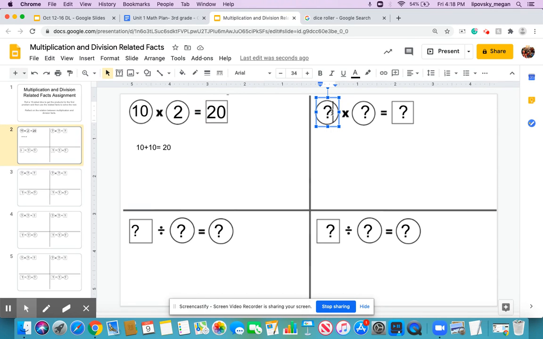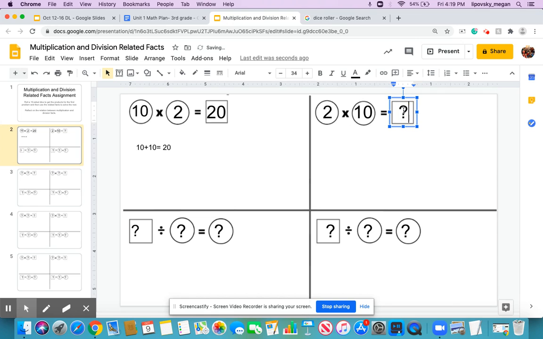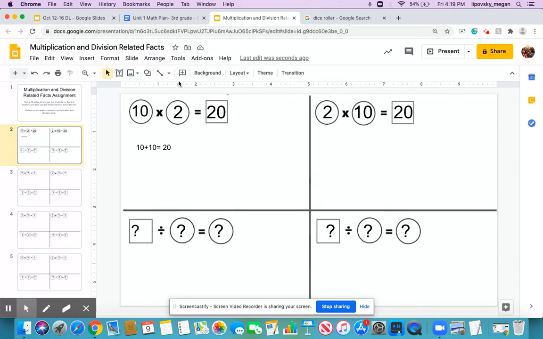So then for this one, to solve this, I will use the commutative property to solve the whole fact family. And that would be 2 times 10, which I already know equals 20. Because of the commutative property, you can switch the factors of both of the numbers to get the same product, so the same answer. But to double check my answer, because that is what all smart mathematicians do, is double checking my answer.